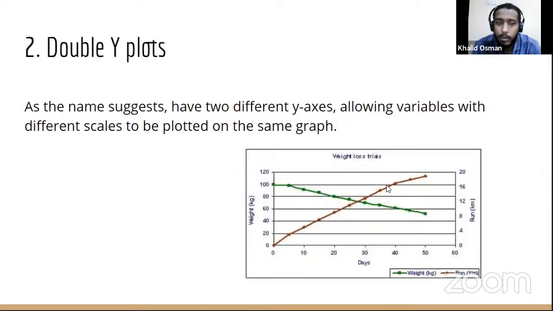This is another example of a plot, the double Y plots. As the name suggests, it's just that they have two different Y-axes allowing variables with different scales to be plotted on the same graph. So as you can see, this is a weight loss trial. This axis is the weight, this axis is the days, and you can compare two different sets of results in the same graph. So it's exactly the same idea, but we're just using two different sets of results.